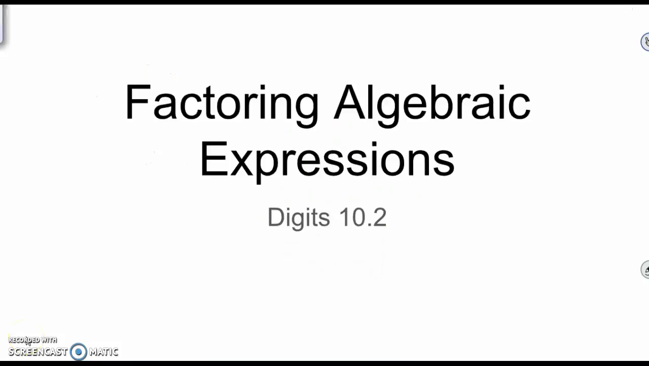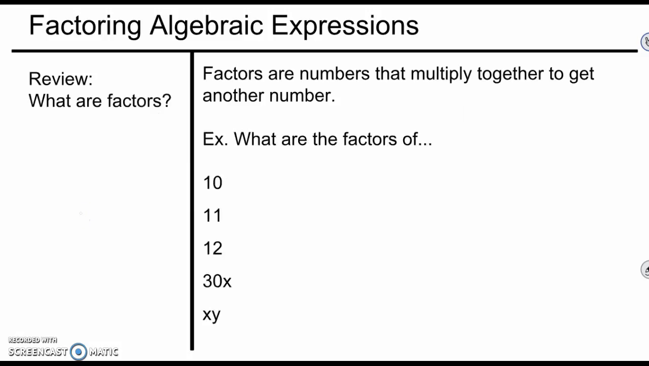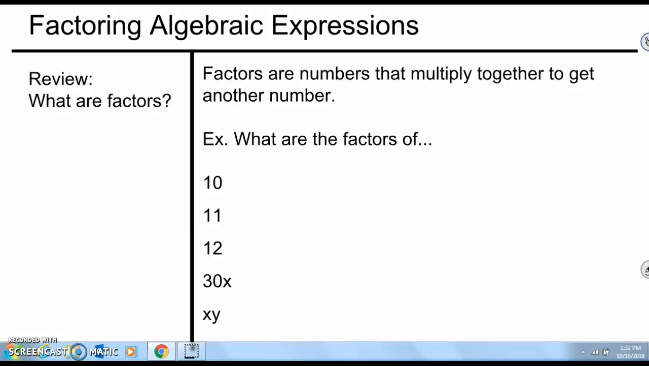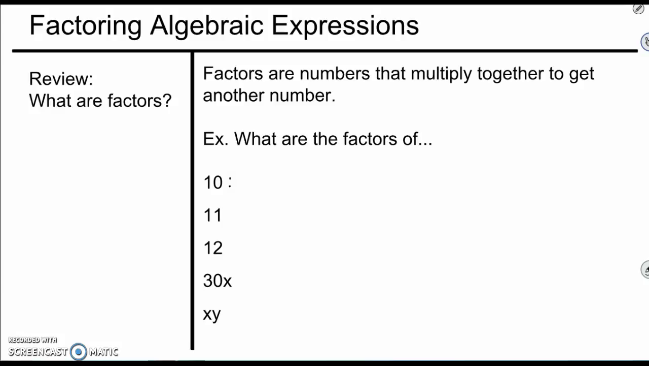Now let's talk about factoring algebraic expressions. What are factors? Remember, factors are numbers that multiply together to give you another number. So these are numbers that divide into our number evenly. So we have to think about what numbers can we divide into 10 evenly. That would be 1, 2, 5, and 10. The factors of 11 are 1 and 11. The factors of 12 are 1, 2, 3, 4, 6, and 12.